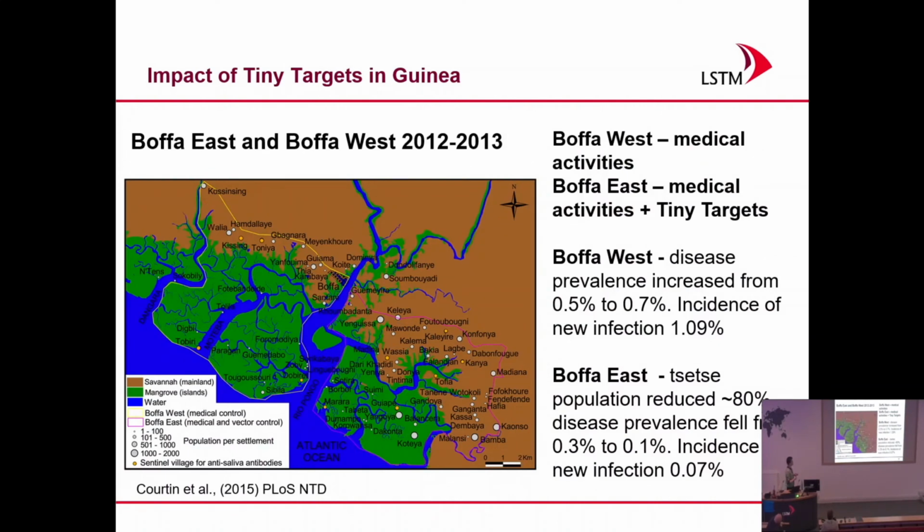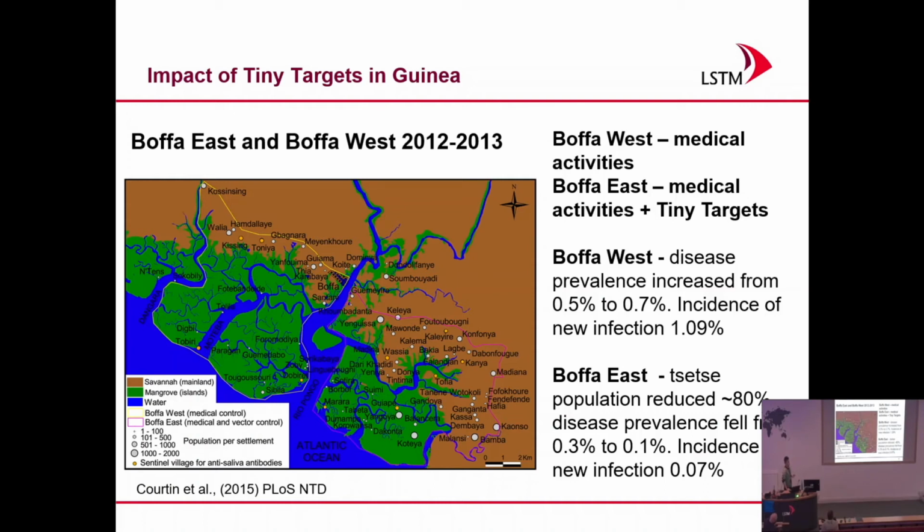And just to show a little bit about the impact of tiny targets. Back in the beginning, they first started working just in Boffa. Boffa is split into 2 sides, Boffa West and Boffa East, which are separated by the Rio Congo River. For 2012 to 2013, in Boffa West, there were only medical activities, so screening and treatment for GHAT.